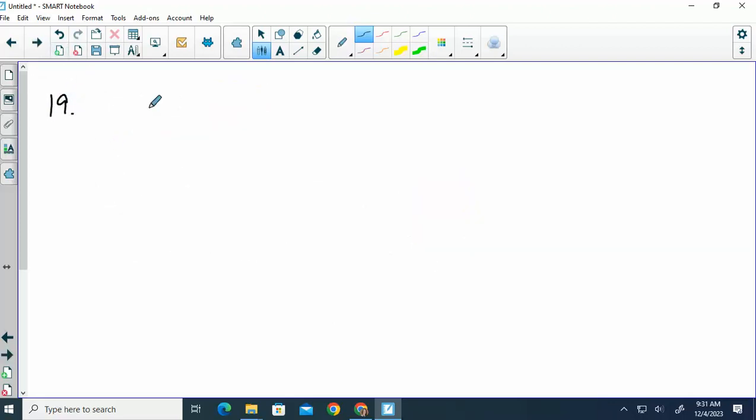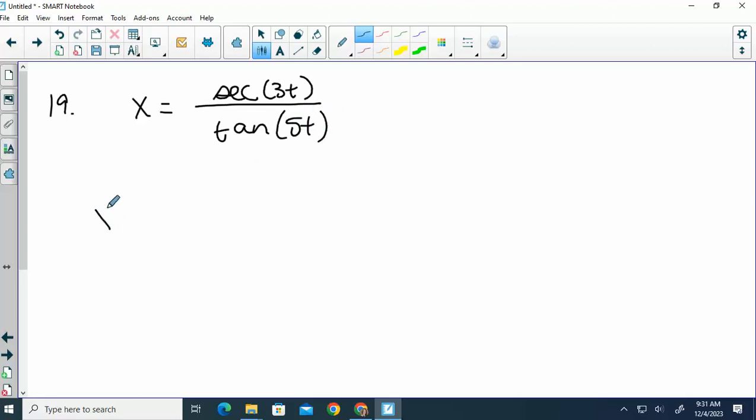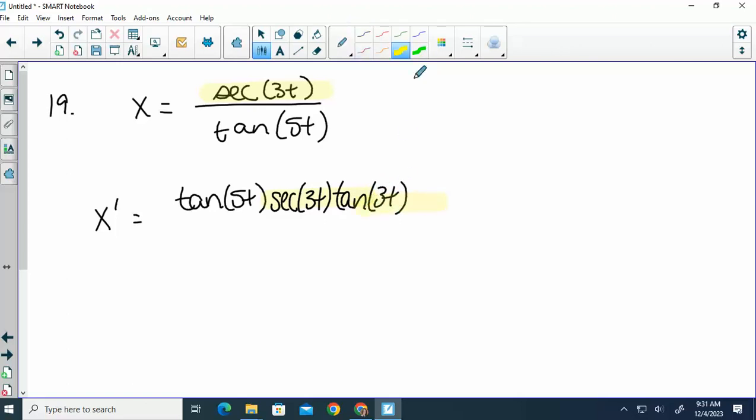Number 19. We have secant of 3t over tangent of 5t. So we have to do quotient rule. Low d high. This is one thing because it's the secant of 3t. So what is the derivative of secant? Inside stays the same. And then we have to do the derivative of the inside. What's the derivative of 3t? 3.